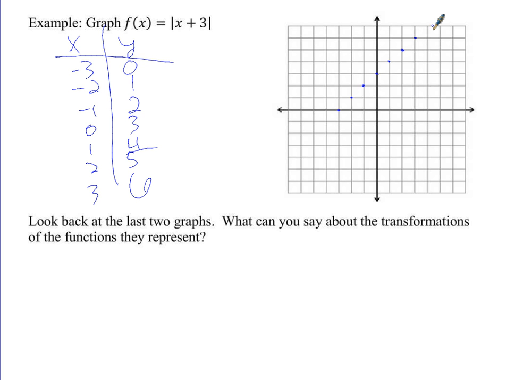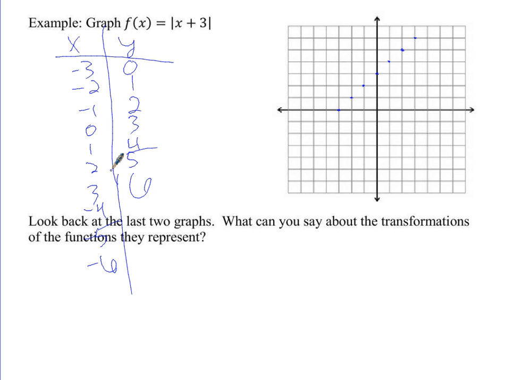Which is it? Need more points. If I keep going with 4 and 5 and 6, is anything going to change? Am I going to turn around and go the other way? No. So I actually need to pick more numbers in the negative department. So I'll go with -4, maybe -5 and -6. This isn't that hard to do that many points, so very quickly.